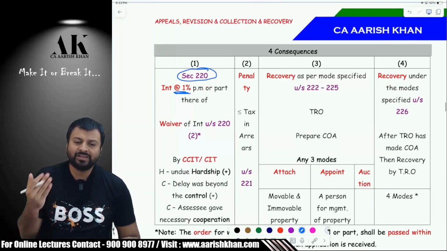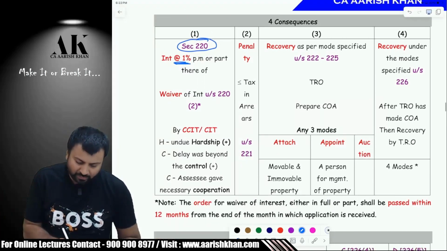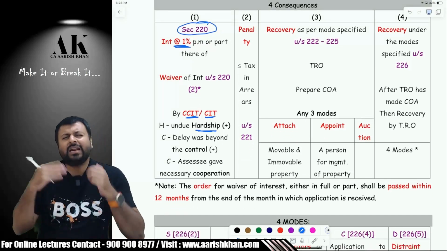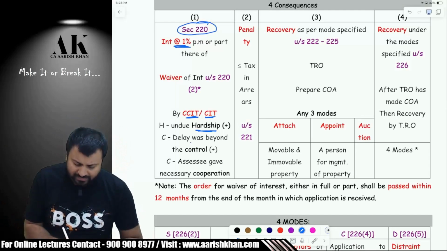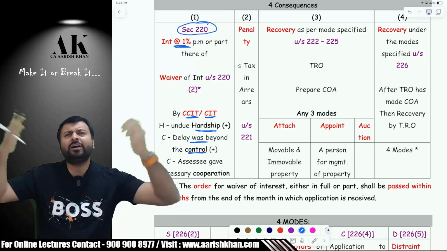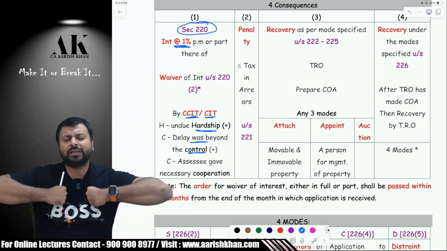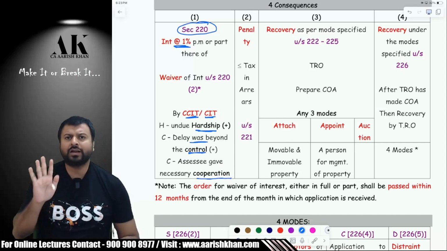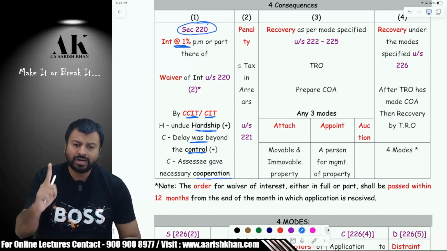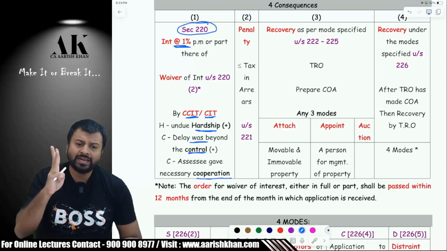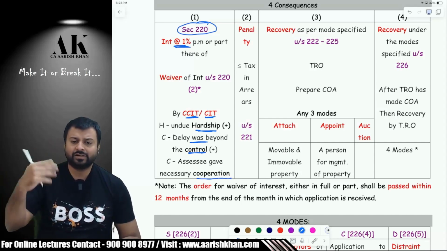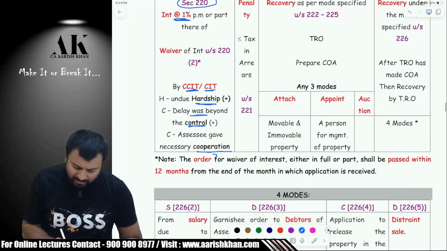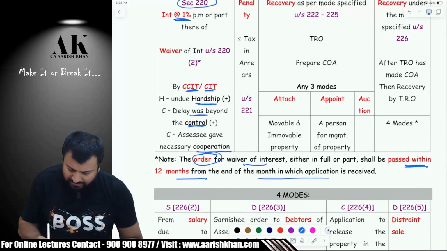Is there any way in which I can get a waiver of this interest? Yes. If you go and explain to the Commissioner of Income Tax or Chief Commissioner of Income Tax that there would be undue hardship on you if interest is charged, or that the delay was beyond your control, and that you have given necessary cooperation, the Chief CIT or CIT may waive your interest. They will pass an order for waiver of interest within 12 months from the end of the month in which the application is received.